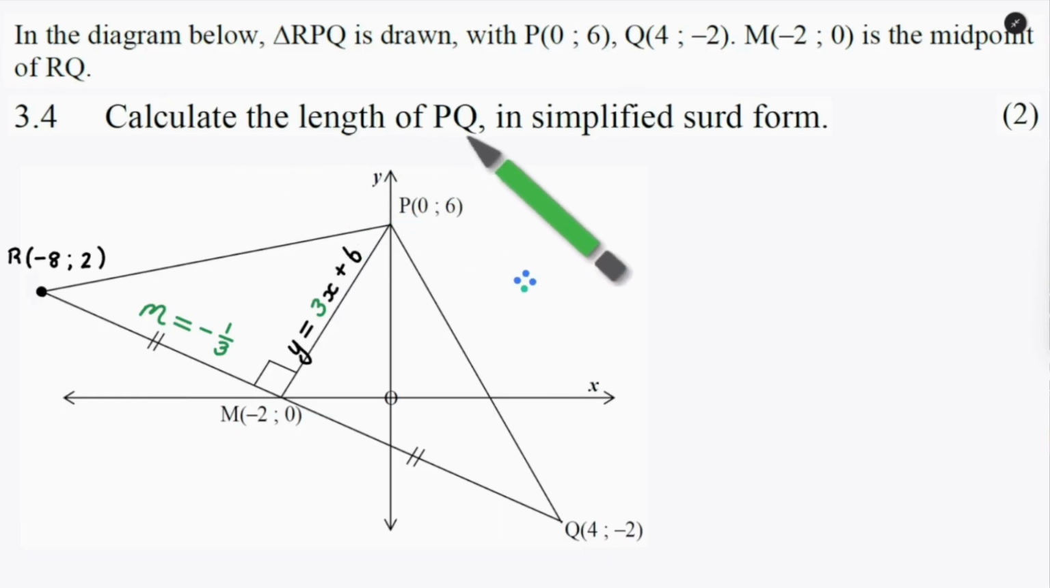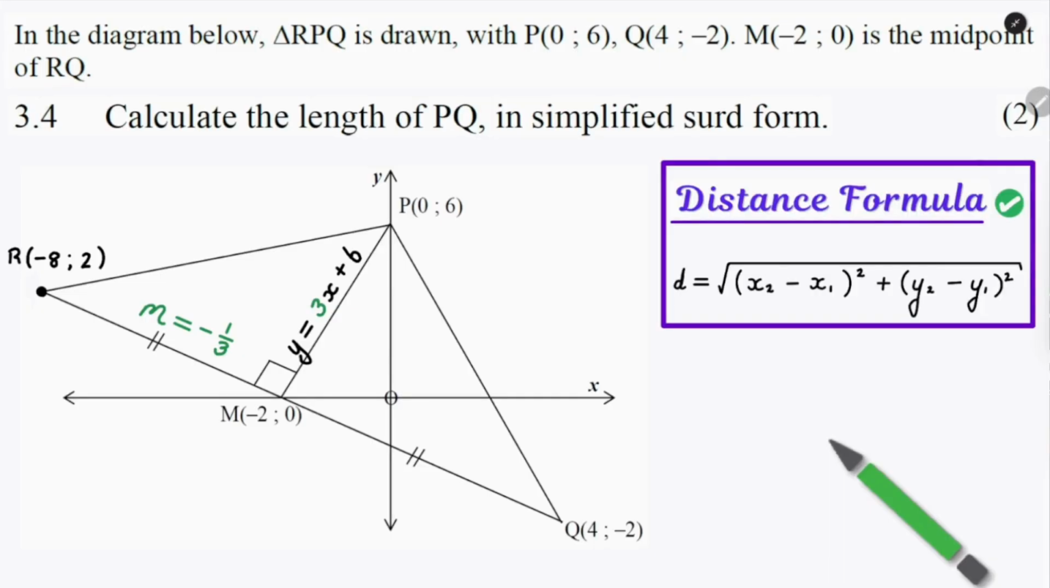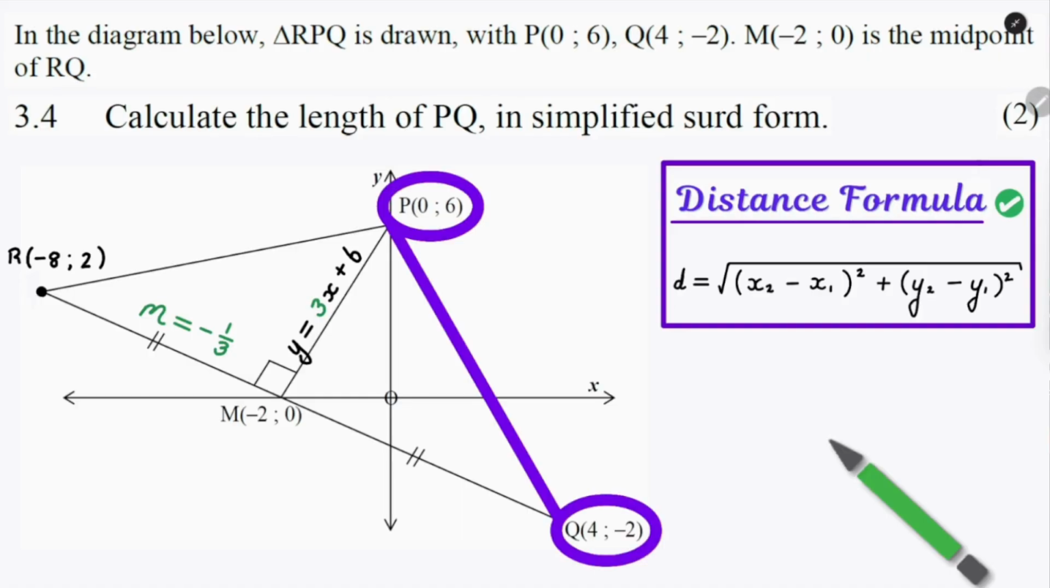Next up, we need to calculate the length of PQ in simplified surd form. So length is another word for distance. So we shall use our distance formula to calculate that. It's pretty stock standard. We're just going to pop our 2 points into the distance formula to get the length. And we've got to put any coordinates, it doesn't matter which one I start with, into the purple guy's place. I like to start with the top one.